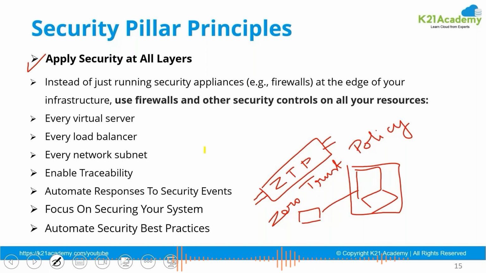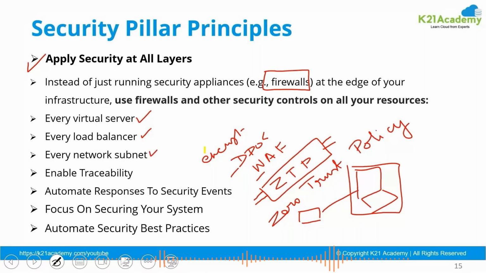You should have firewalls at the edge. You should have encryption when your data is at rest. You should have DoS protection with AWS Shield. You should have application protection with web application firewall. Everything should be deployed properly. Every virtual machine, every load balancer, every network should be protected properly.